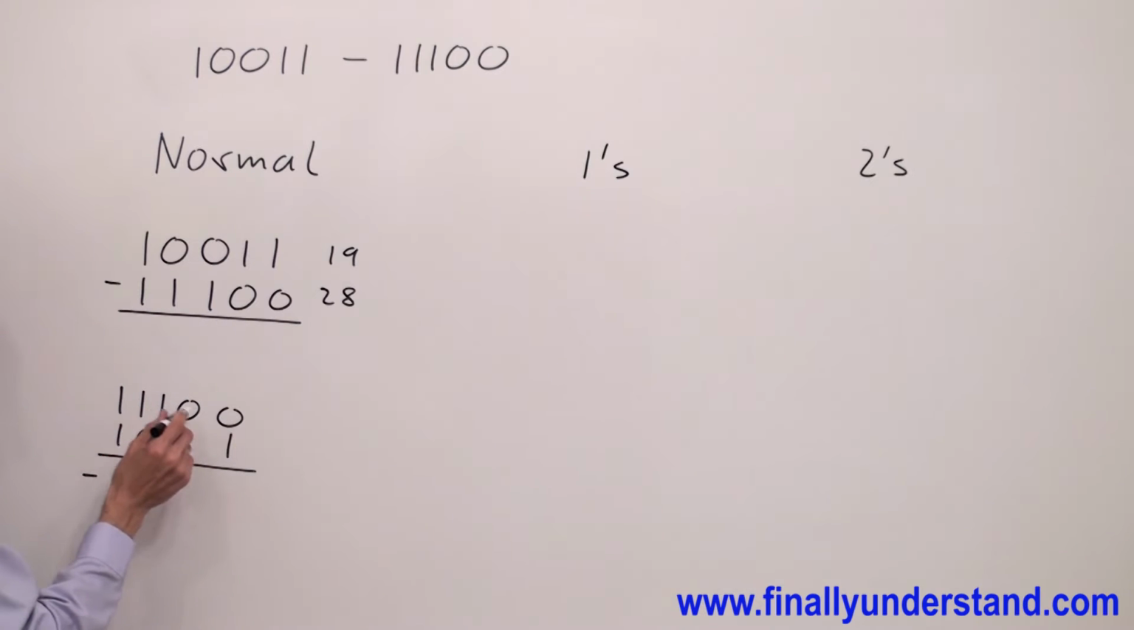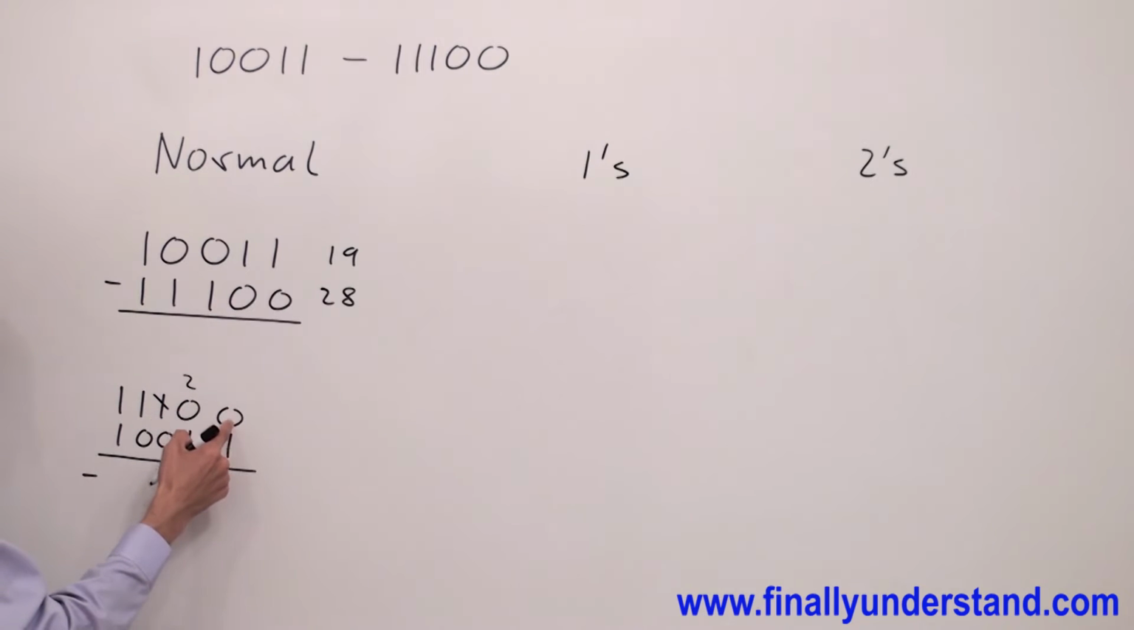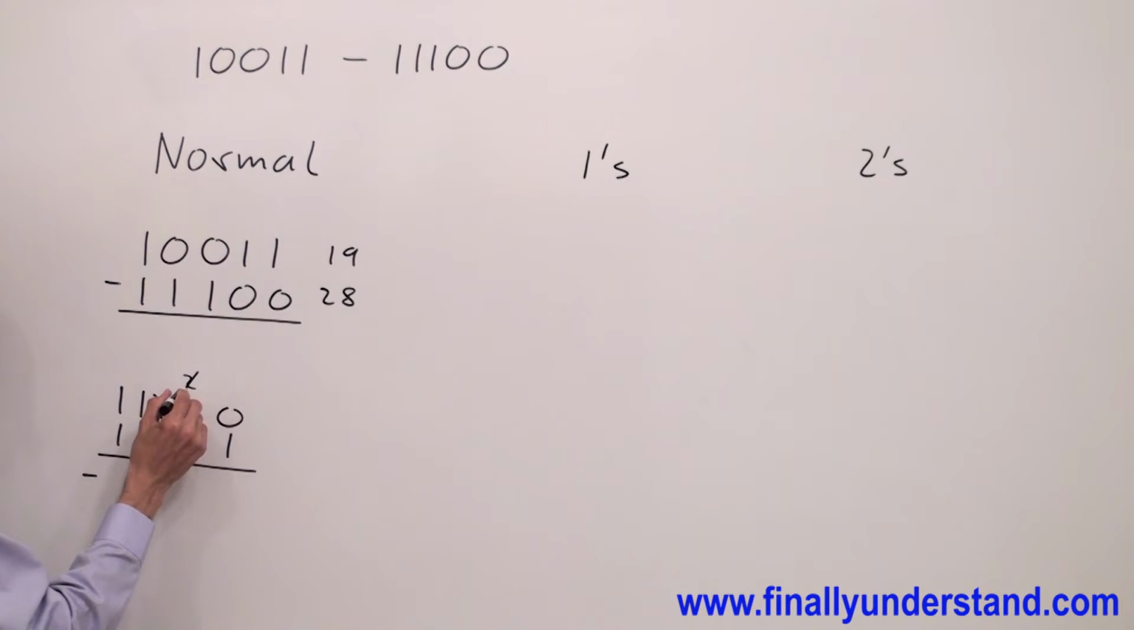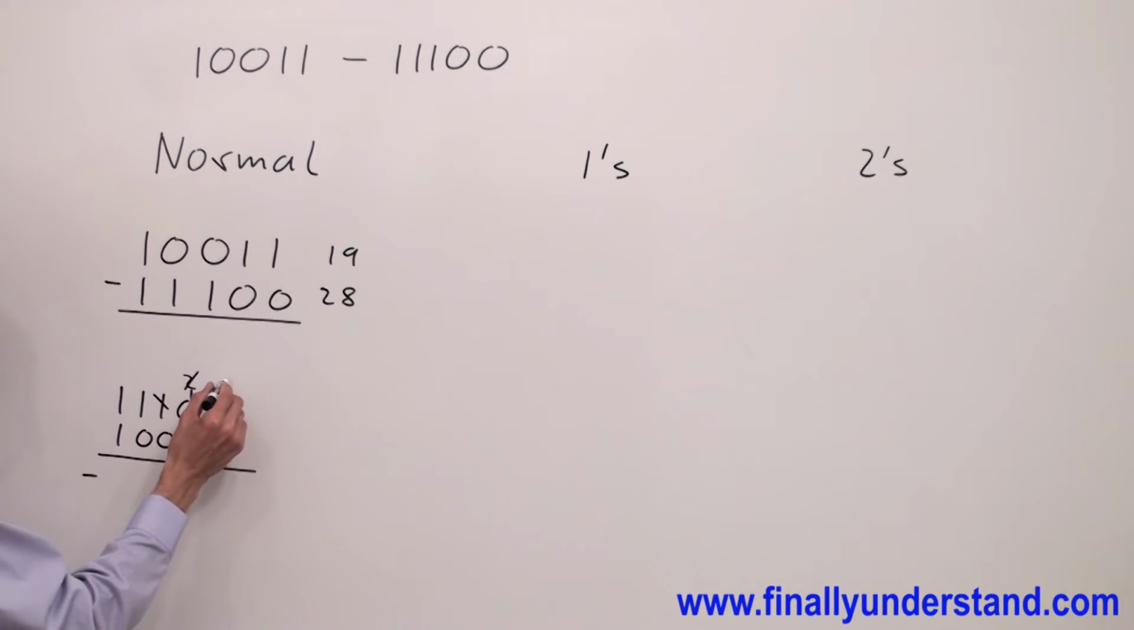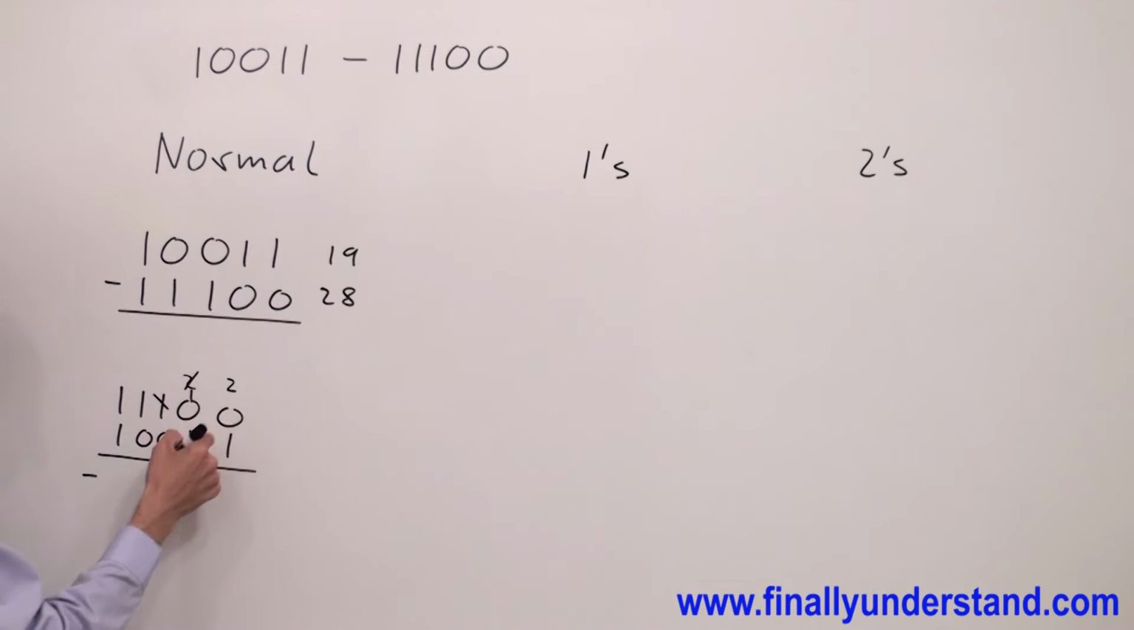Now, I cannot subtract 1 from 0. That's why I'm going to borrow 1 from here, and I'm going to have 2 over this bit, but I need to subtract 1 from this bit. That's why I'm going to borrow 1 from this 2, and I'm going to end up with 1, and that borrow of 1 is going to be 2 over the next bit. So I have 2 minus 1 is 1. 1 minus 1 is 0. This is going to be 0.